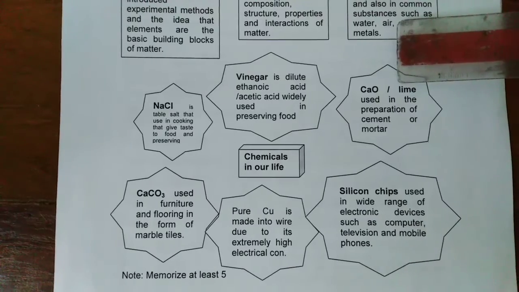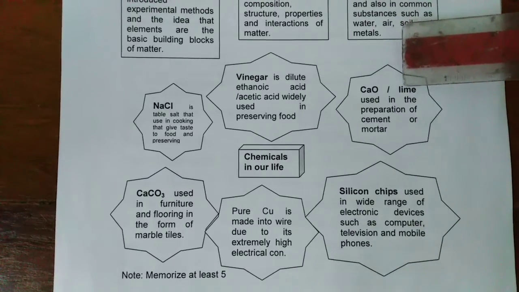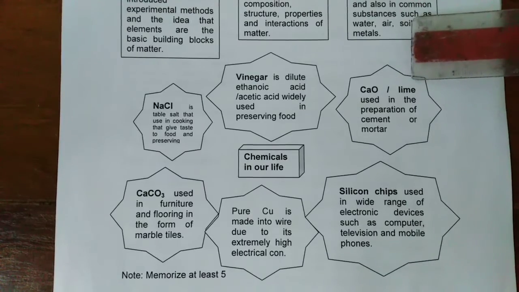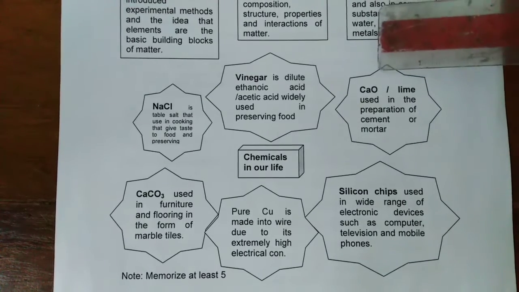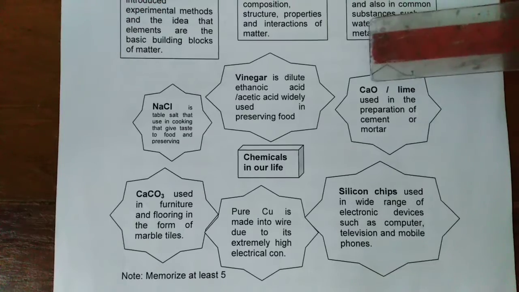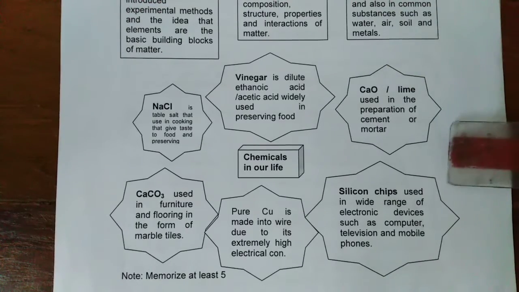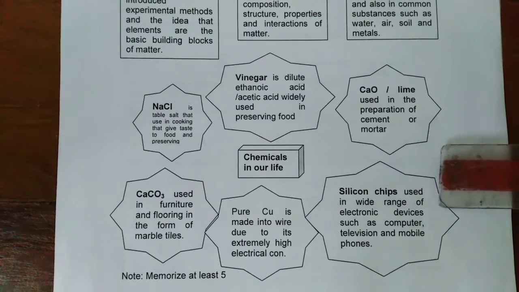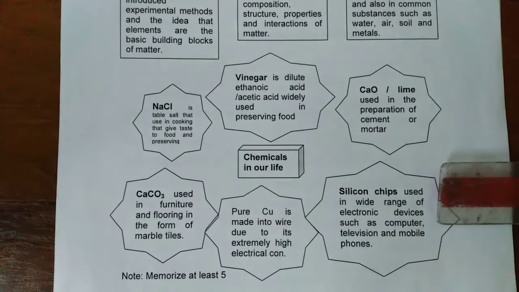Lime. What is the use of lime? Lime is used in the preparation of cement or mortar. Lime is the commercial name. The scientific name is calcium oxide. CaO is the chemical formula for lime. And what is the use of silicon? Silicon chips are used in a wide range of electronic devices such as computers, televisions, and mobile phones.